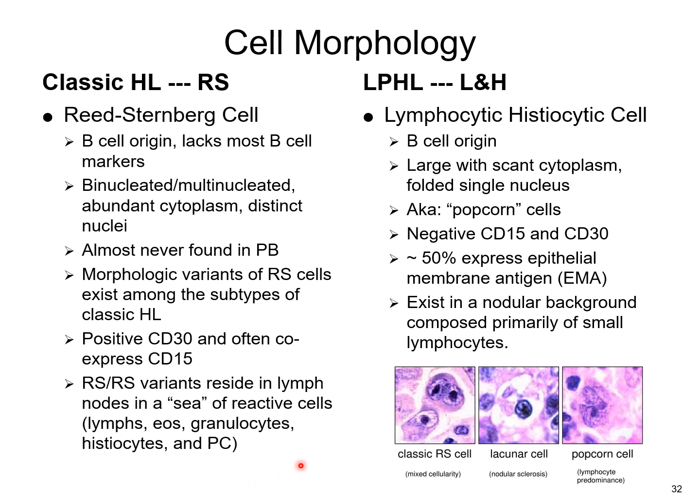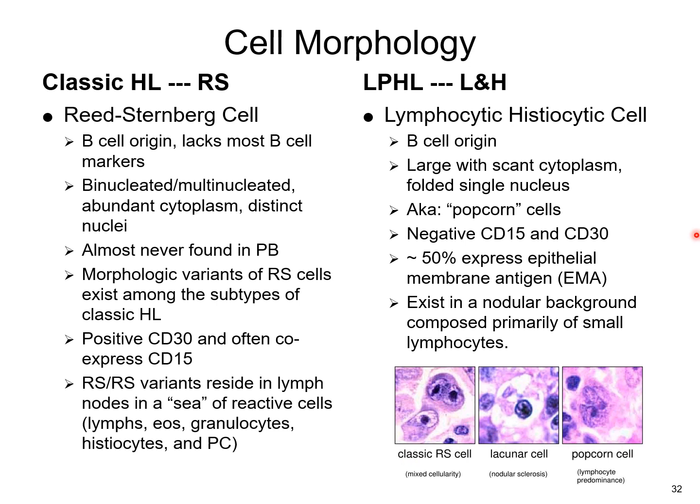Again, you can have some variations to these cells based off of the subtypes. They are positive for CD30 and often co-express CD15. The variants reside in the lymph nodes in a sea of reactive cells. So these reactive cells could be anything like lymphs, eos, granulocytes, histiocytes, plasma cells. So again, in those lymph nodes, you're just going to see a sea of reactive cells.